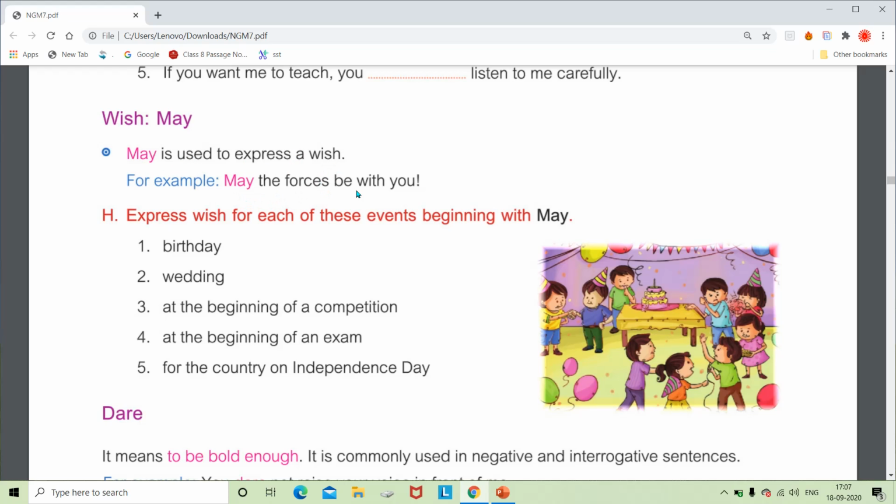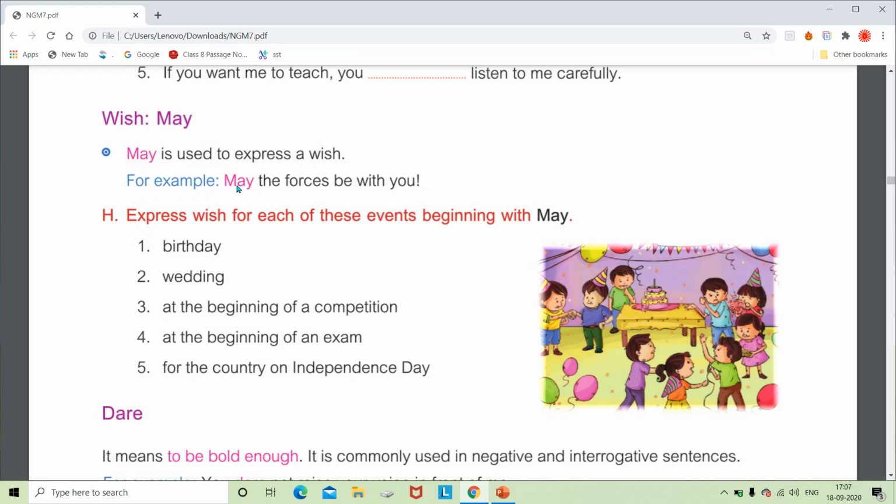It is a kind of optative sentence where we express our good wishes for someone, like "may God bless you." So here you can just use "may" in the beginning, and at the end of the sentence you can use an exclamation mark. So in this exercise H, you can write these answers in different ways. Your answers may vary, it's okay, but you have to be careful about the format and structure which you are using.